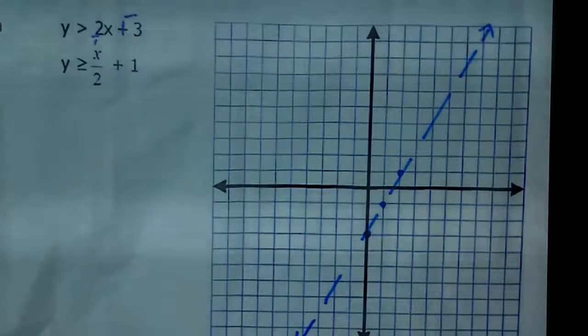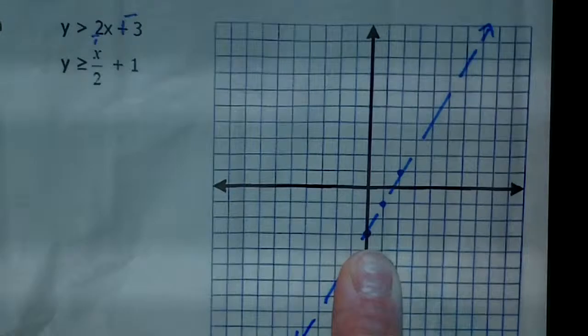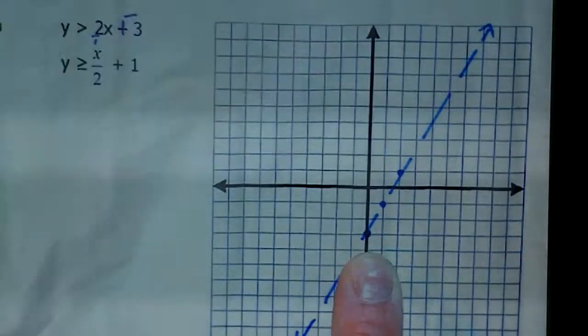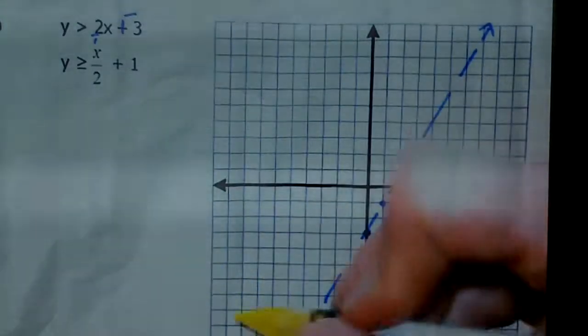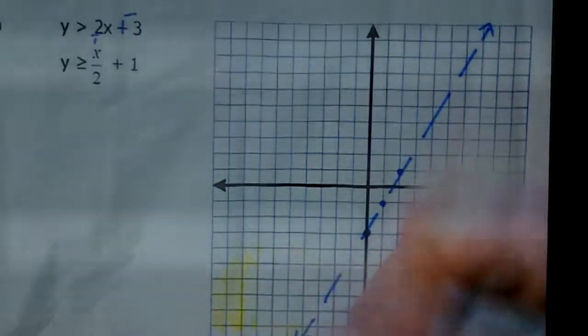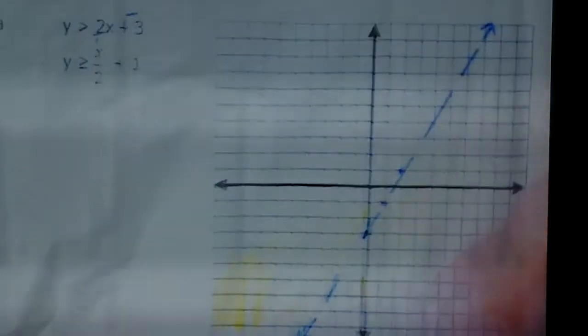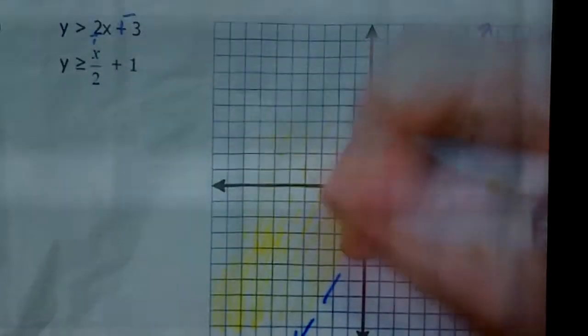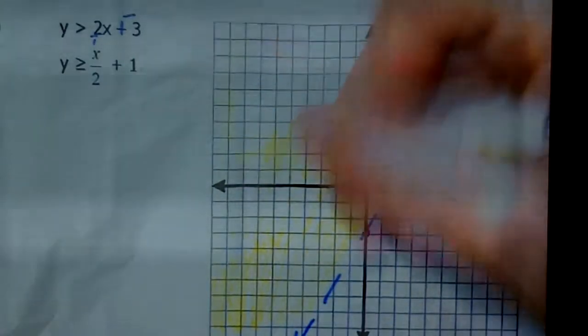And if y is greater than, here's my y-intercept, that means I want to shade above for the greater than. So grab one of your colors, I'm going to start off with yellow, and shade this entire area in.